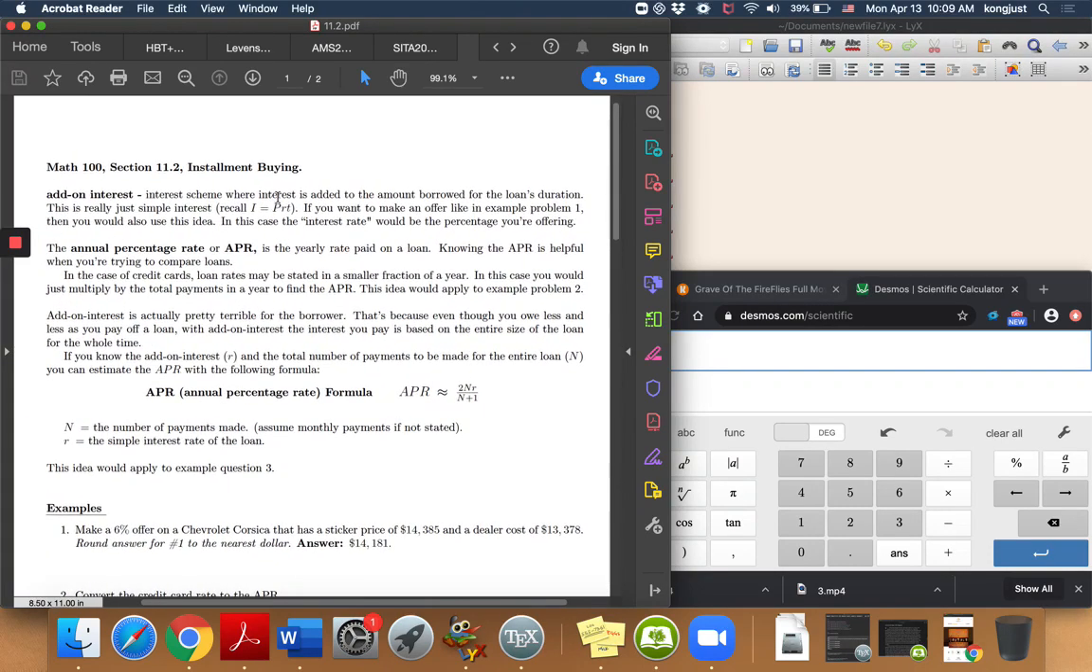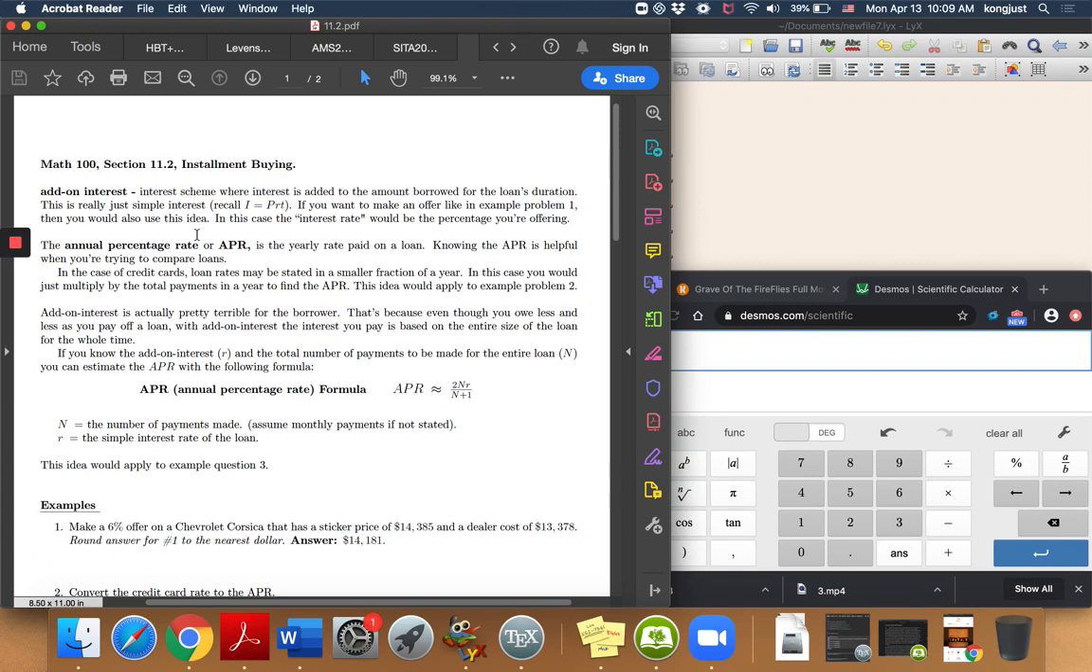Okay guys, so this is 11.2. There are just a few concepts you need to know. First is add-on interest. This is the interest scheme where interest is added on to the amount borrowed for the loan's duration. What that means is your interest is calculated right at the beginning, and that's just carried through the whole thing. So it's really a simple calculation, right? You calculate the interest and then you just pay that in even increments over the whole period.